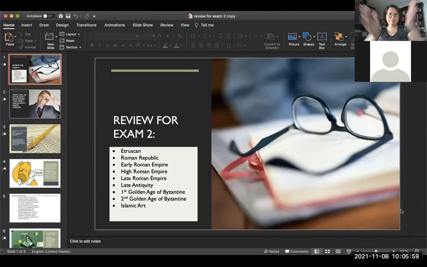All right, sorry about that. Let's try this again. Okay, this is why the other slide was kind of wonky. So let's just start all over. Please forgive me. This is review for exam 2. These are the eras that we've gone over, and we're going to go over each one of them individually.